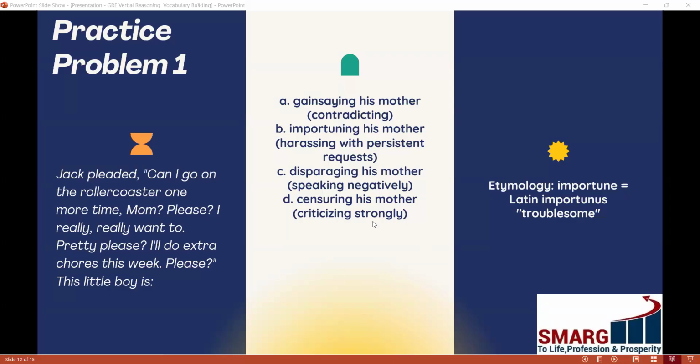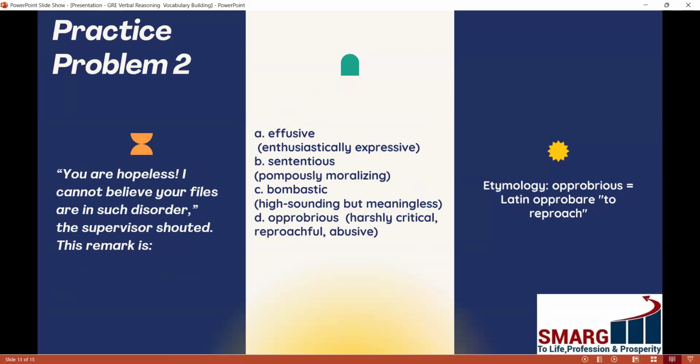We'll do one more practice problem. Okay. "You're hopeless. I cannot believe your files are in such disorder," the supervisor shouted. And this is what my supervisor would shout at me because I'm in my final year of the PhD. So I took up this. This is a personal example. So now we have 4 options in front of us again.